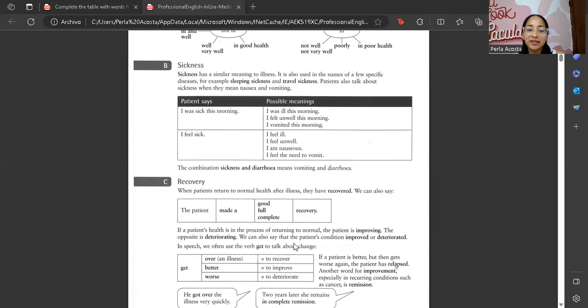Patient says, I feel sick. Possible meanings. I feel ill. I feel unwell. I am nauseous. And I feel the need to vomit.